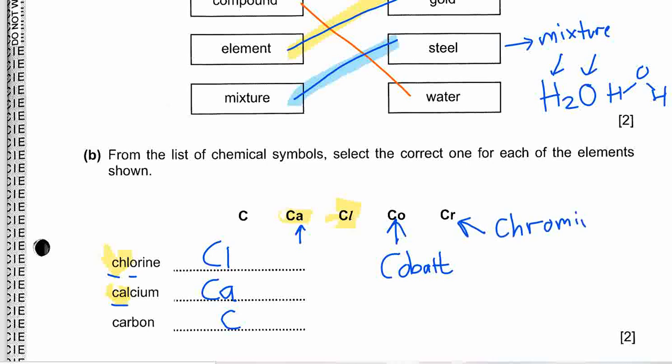So we have to remember this. This is Cr, the C and the R. Co is the C and the O. That is the trick to remember this. Calcium is C and a, chlorine is C and L, carbon is only C. That's it. Now let's move on to the next one.